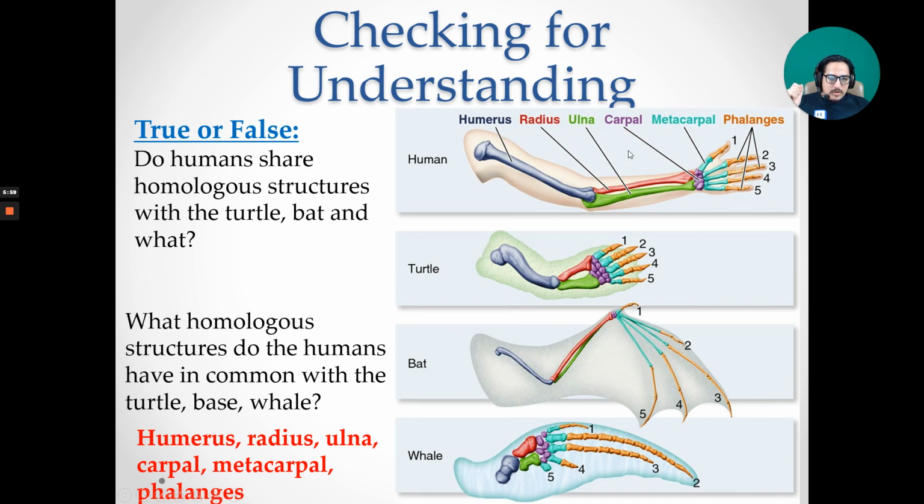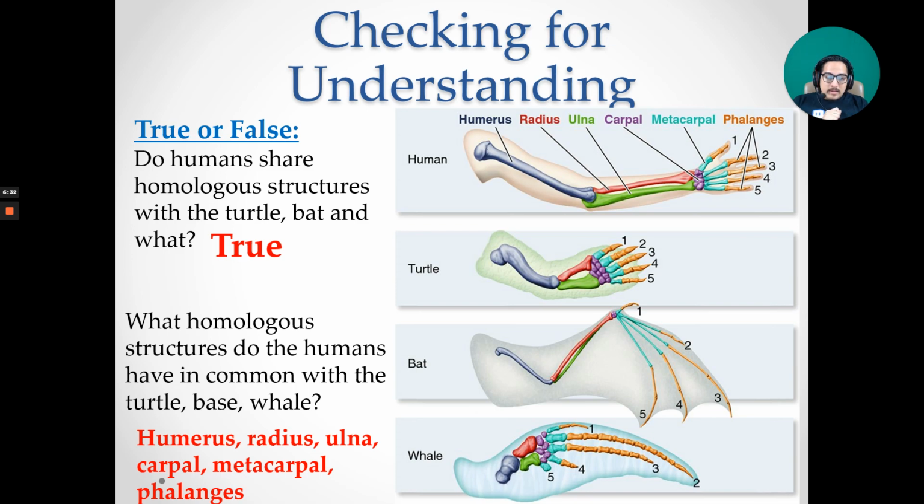This one has a humerus, radius, ulna, carpal, metacarpal, and phalanges. Look at the turtle. They're color coded. Look at the bat. They're color coded. Look at the whale. Color coded. So yes, they do have homologous structures. They do share the same bone structure. In the correct order, we all have it. Even a turtle, which could be tiny, still has the same number of bones that we do. They're obviously different sizes, but they do.